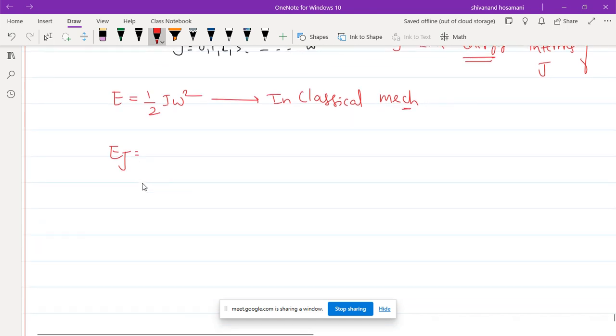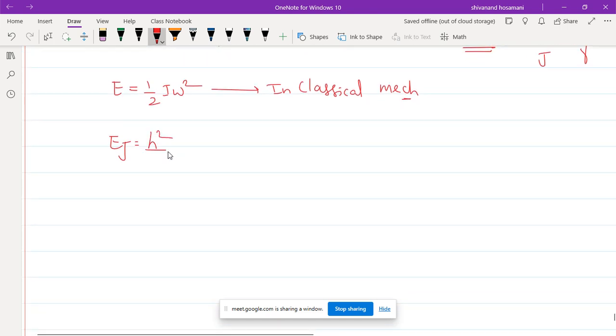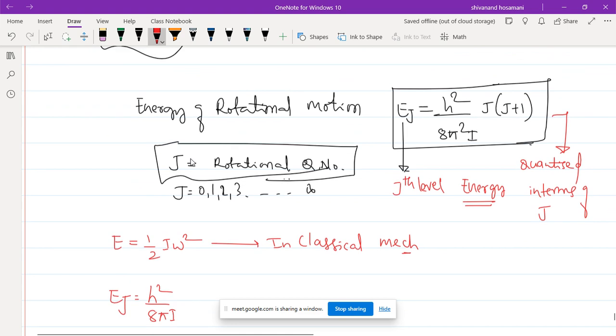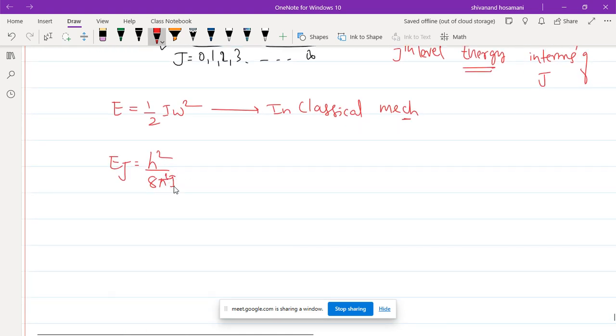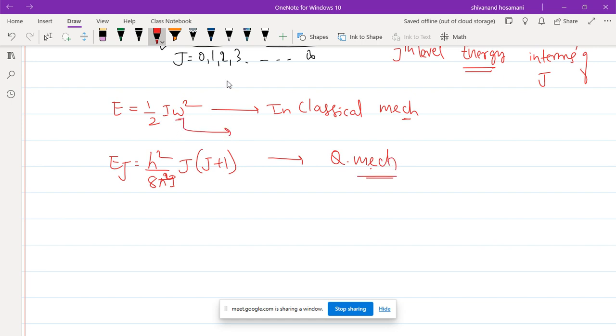We wrote h square divided by 8 pi square times I into J into J plus 1. So this is in the case of the quantum mechanical approach, where this omega is defined as the angular frequency of rotation.